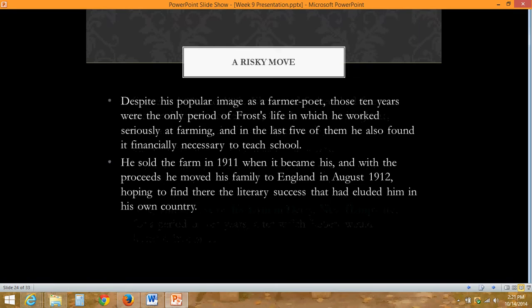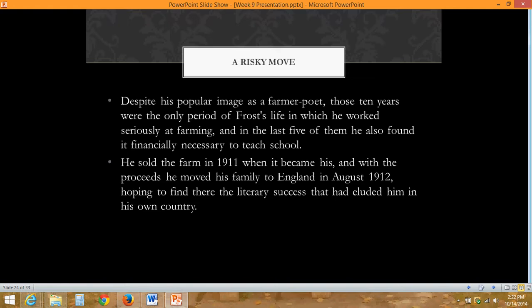Now, Robert Frost is really venerated as a natural poet or a farmer poet, and really spends time on the rural aspect of American living. We talked about the Industrial Revolution. He was kind of counter-industrial in his ideas. So essentially he didn't work as a farmer for very long. He did work for those 10 years, but for the last 5 he actually went back to work as a teacher because of financial issues. And so he sold the farm in 1911, once it actually came into his possession.